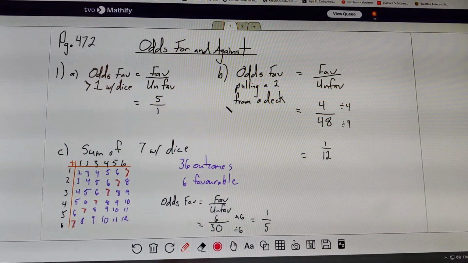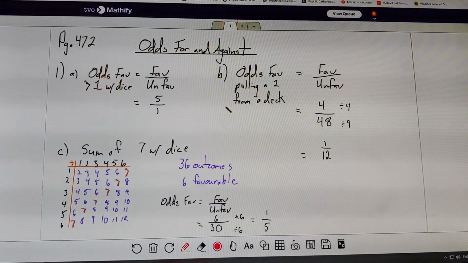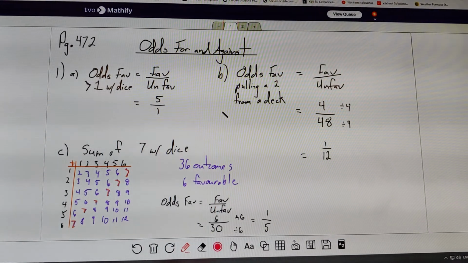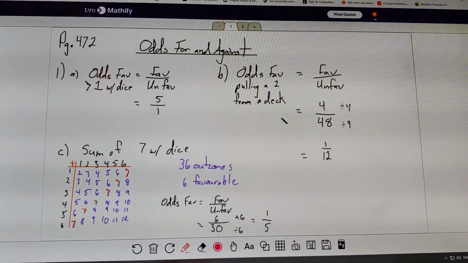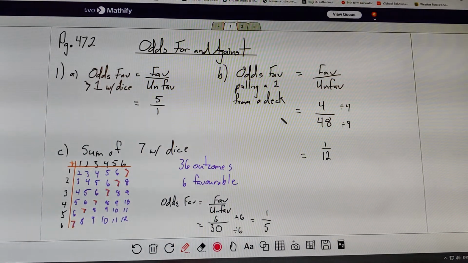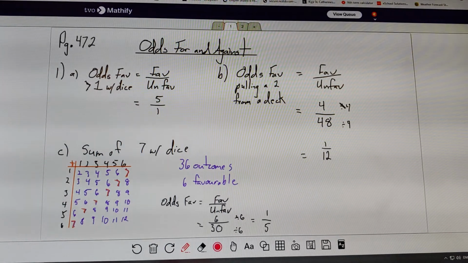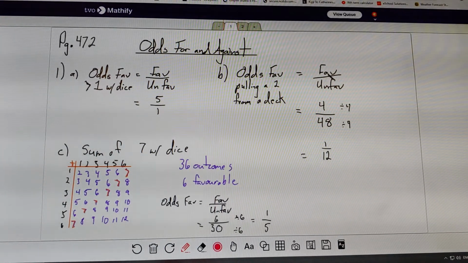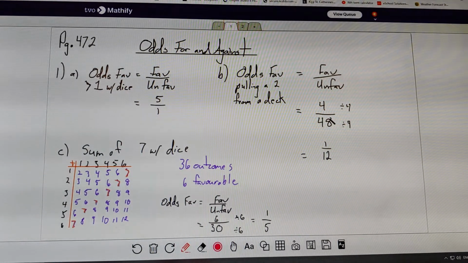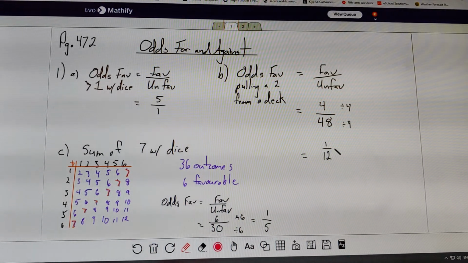B said getting a 2 when you pick something randomly from a deck of cards. Okay, so again, a deck of cards has 52 cards in it. There is a 2 in each of the 4 suits, clubs, diamonds, hearts, spades, which means you have 4 2s. So those are your favorable outcomes. Unfavorable would be the rest of the 52 that aren't 2s, which would be 48. And we can put that in lowest terms by dividing by 4, so 1 to 12.